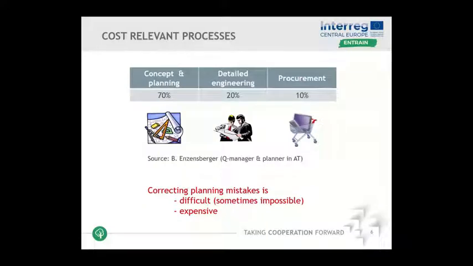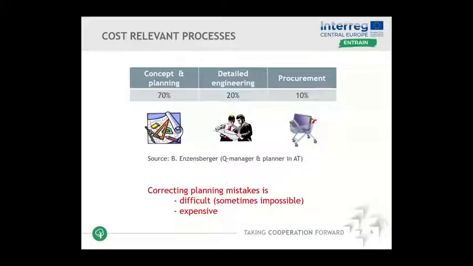because if you have a look on where the costs are determined in the project, this is at the very beginning. As you can see here, about 70% of the costs that will occur in a biomass district heating project are set in the beginning and during the concept and planning phase. During detail engineering, about 20%, and only 10% then at the procurement. So it is very important to have a good look on the quality already at the very beginning, because it's also very difficult often to correct planning mistakes afterwards, and sometimes even impossible.